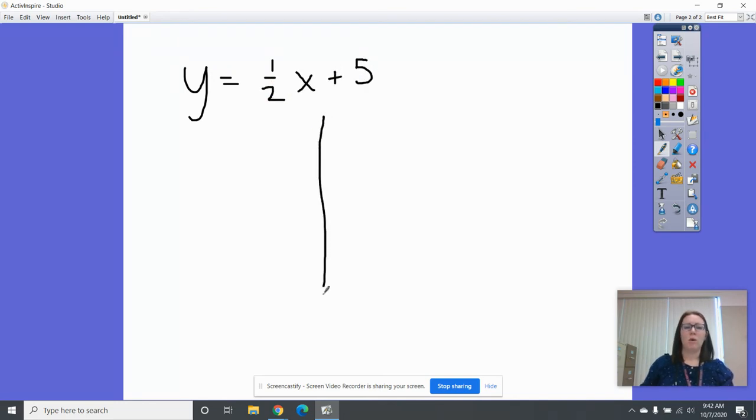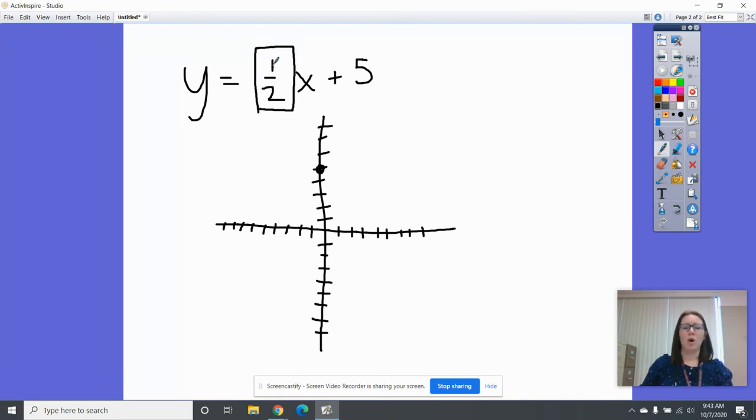Sure. Well, the first thing I want to do is start with the y-intercept. So the y-intercept is plus 5. So that means I'm going to go up 5. 1, 2, 3, 4, 5, and I'm going to put a dot there. Then I'm going to use my slope to plot my next point. So my slope is the thing multiplied by x, so it was right here, 1 over 2.